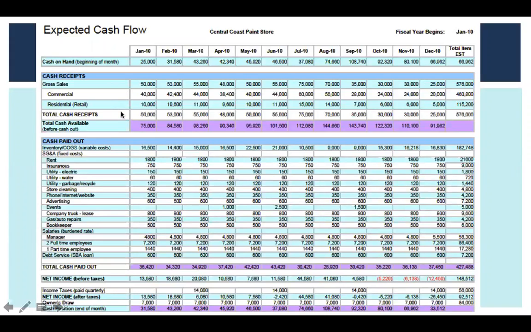We have cash on hand at the beginning of the month, gross sales of $50,000. We're left with $75,000 at the end of taking in cash in terms of, okay, this is what we had on hand, this is how much we took in.